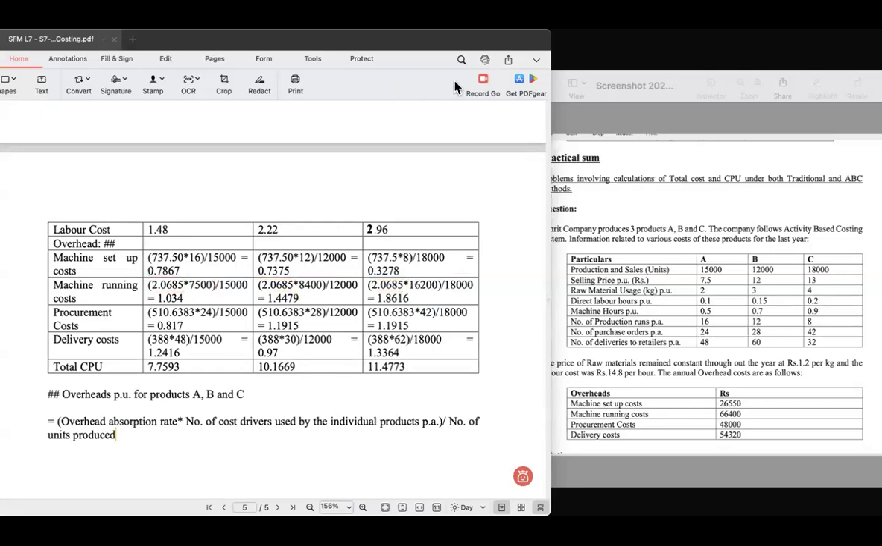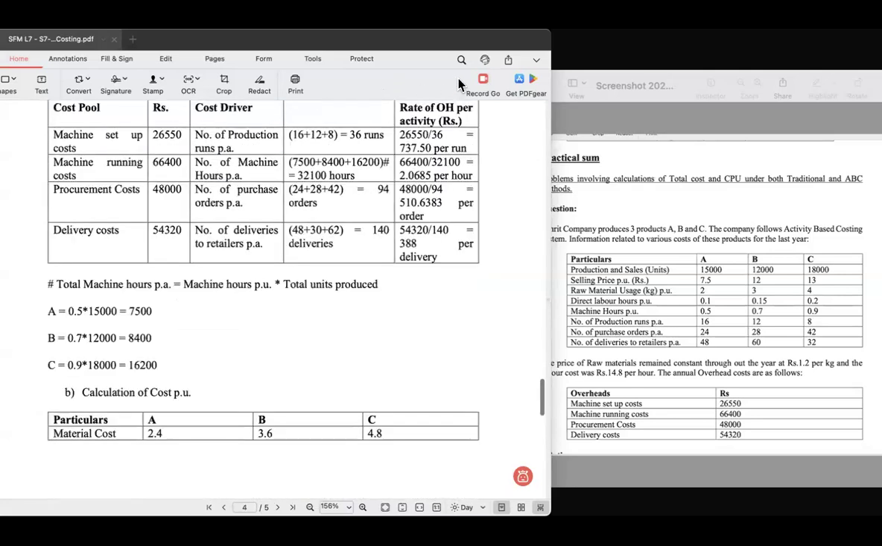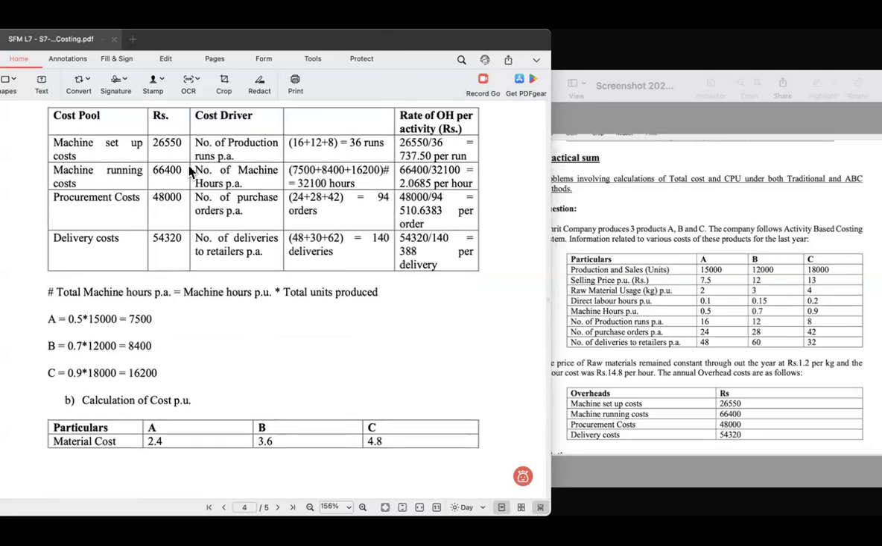Now, let's look into the procurement cost. What is the cost driver? Number of purchase orders. And the OAR is 510.6383.